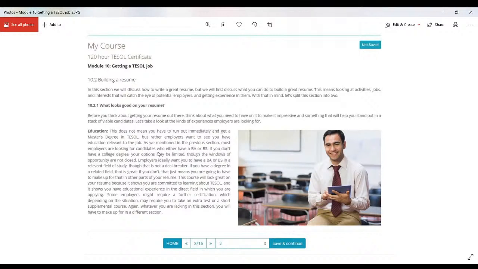Ito, kapag yung mag-work talaga kayo abroad, no? Syempre kailangan relevant talaga yung job, yung education nyo dun sa trabaho. Okay, like for example, teacher talaga kayo sa Philippines, right? Maganda pa rin na meron kang extra, na certified ka rin sa TESOL, or yun nga, sa TEFL. Okay, save and continue.